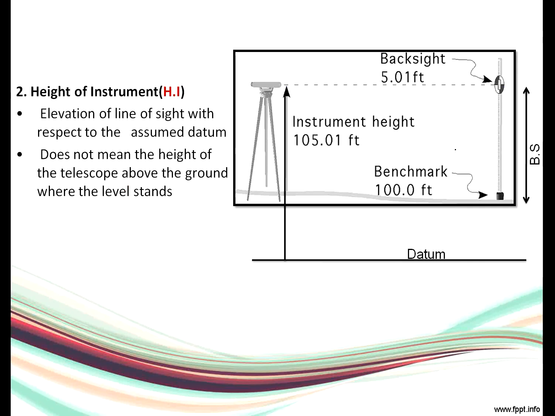Now coming to the mostly used term, height of instrument. What is height of instrument? You can refer to this figure. If this is the instrument's line of sight for this particular instrument setup, then height of instrument is measured from this line of sight to an assumed datum. Note that it is not the height measured from the ground level to the line of sight. It is the height measured from an assumed datum to the line of sight. So that is height of instrument.